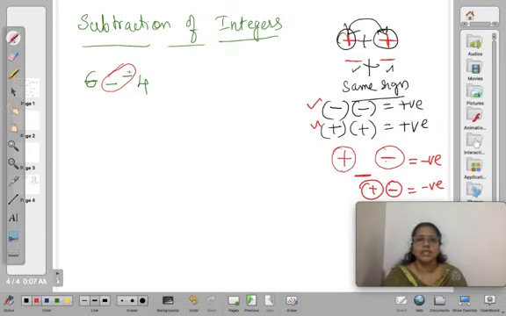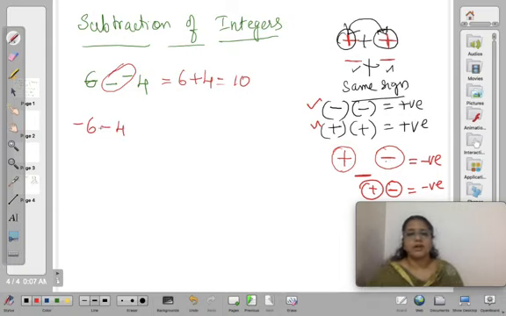Okay, so here you will get the same sign, so you can write it here. 6 plus, you will make a friendship, so 6 plus 4 is equal to 10. So let me take another example, negative 6 and negative 4. That is, you are subtracting, and minus negative 4 means positive 4, it is understood.